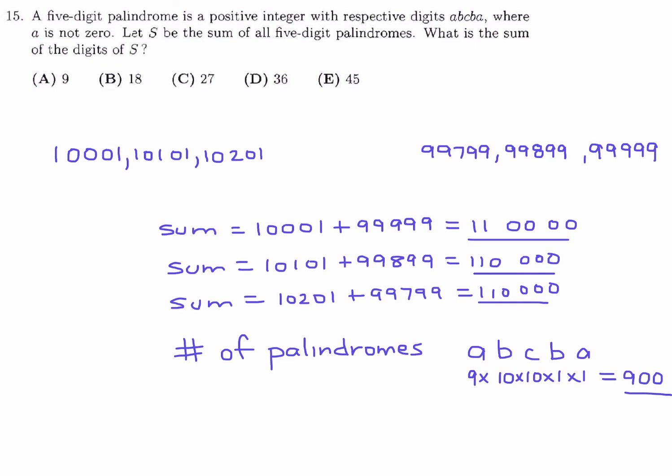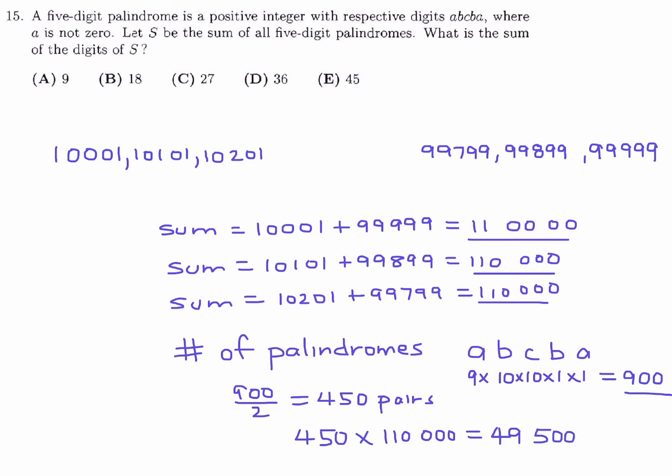Well, I'm adding pairs, right? All these were pairs. So if there's 900 palindromes, how many pairs are there? Well, 900 divided by 2, which is 450 pairs. And each pair has a value of 110000. So the total sum will be 450 times 110000, and that is equal to 49,500,000. That is my S.